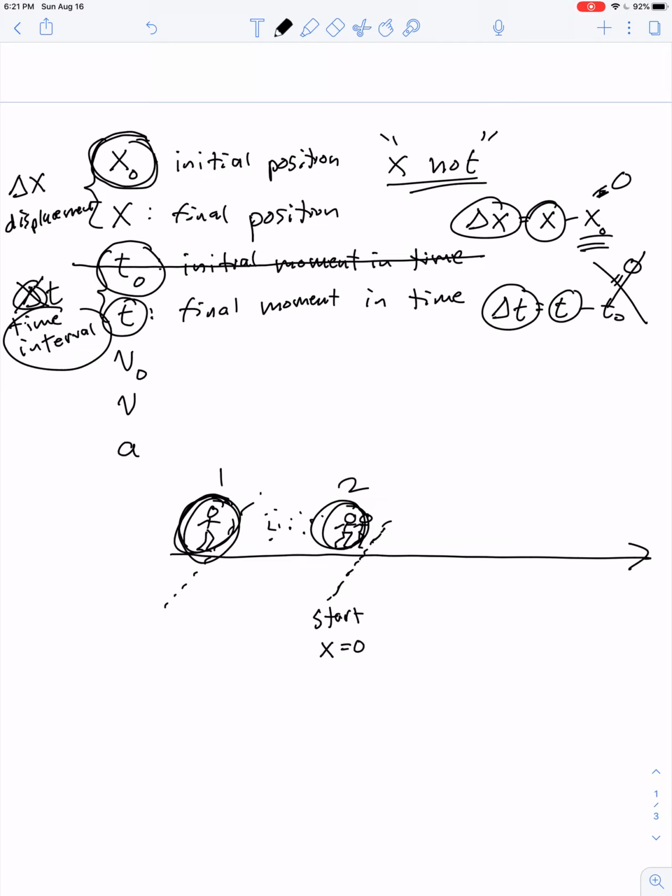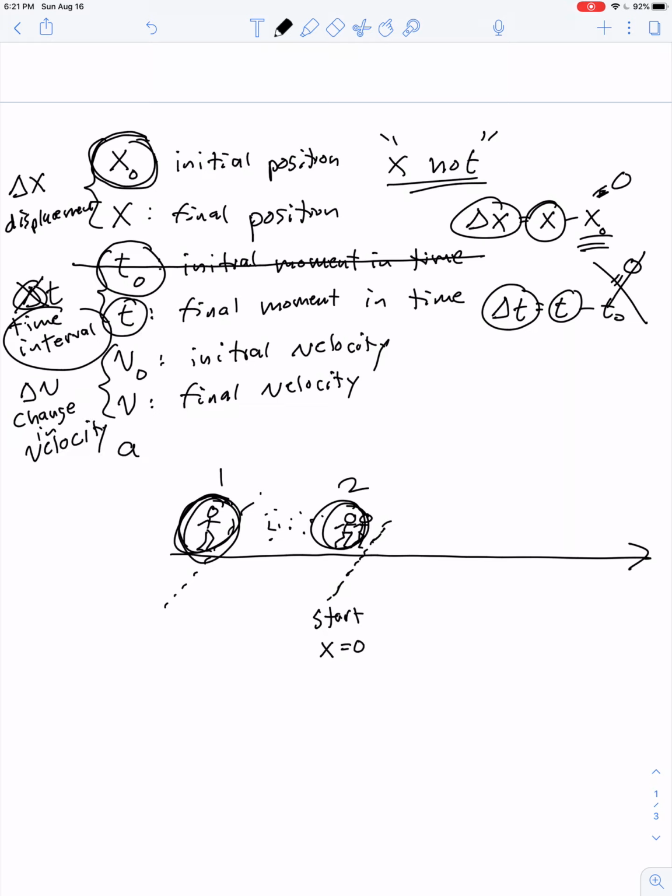Okay? You can guess what v naught represents: initial velocity. And you can guess what v without the subscript is: that's final velocity. So if we take the difference between those, we can get a delta v, which would be a change in velocity. The change in velocity is nothing more than the final minus the initial. And then a represents acceleration.